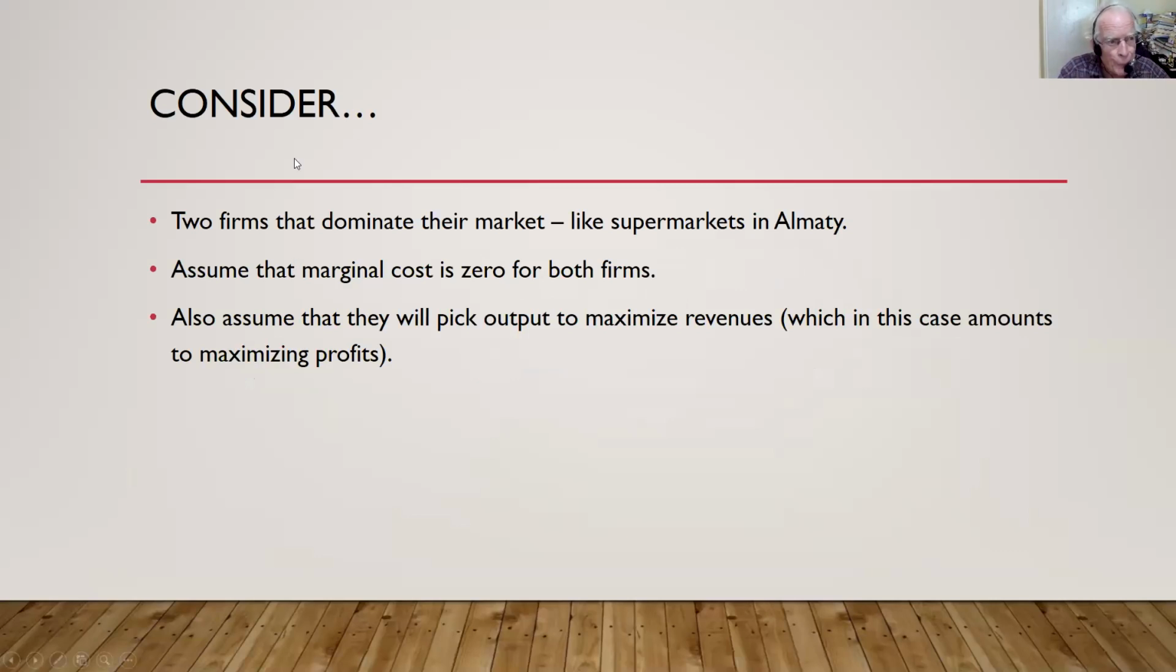So here's an example from Almaty. There seem to be a couple of chains of grocery stores or supermarkets that dominate the industry: Double Mart and a green fruit or veg store.